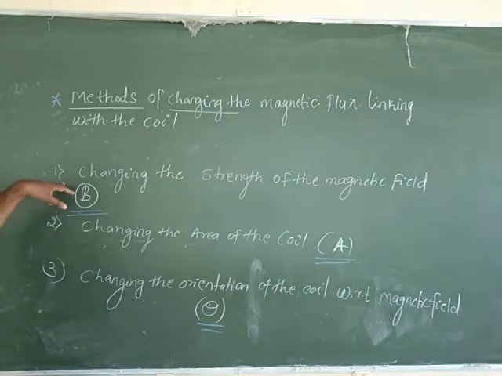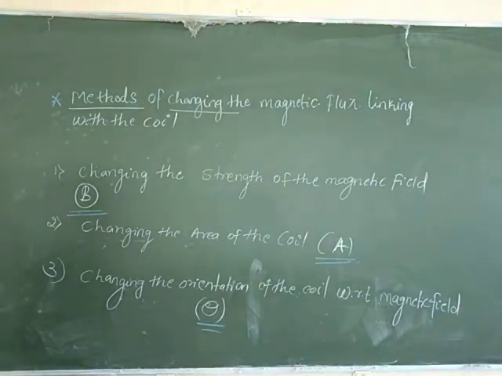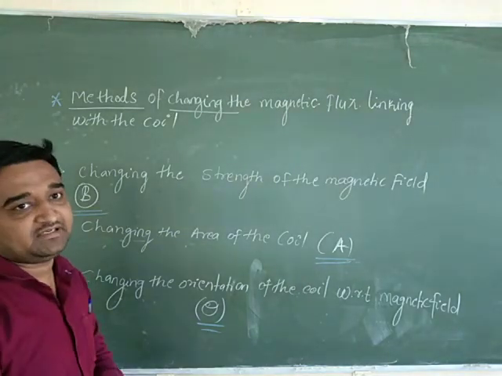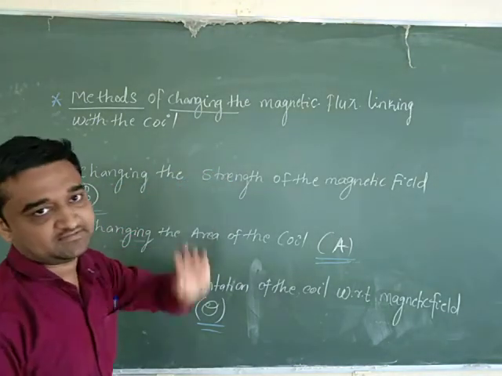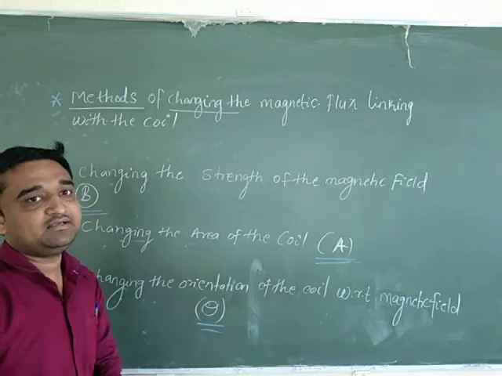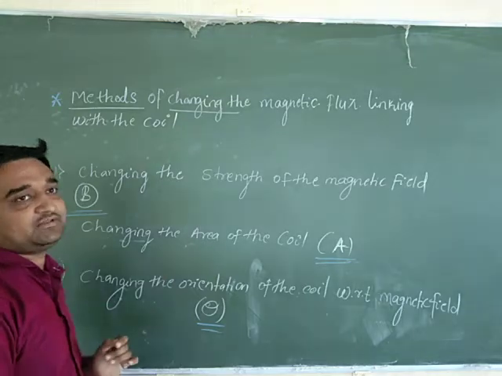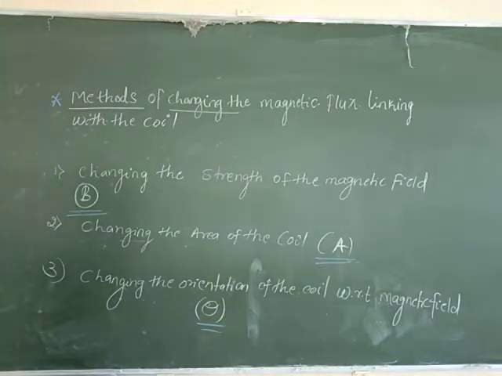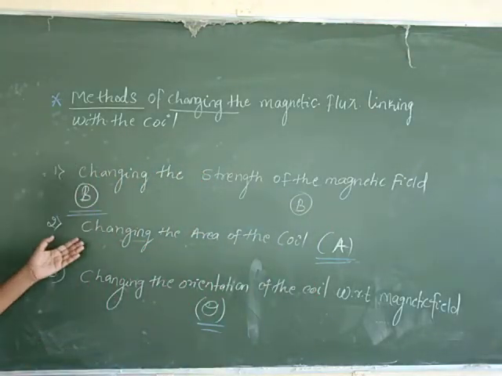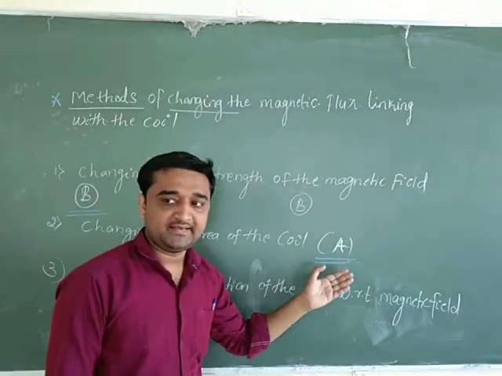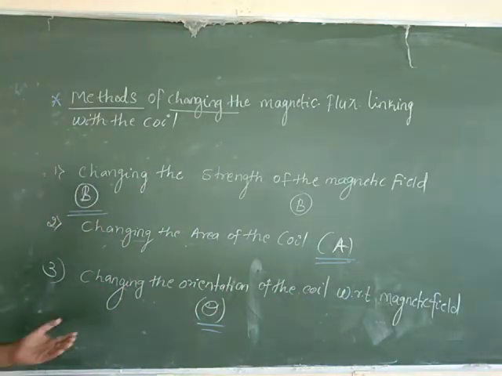Now the first method is changing the strength of the magnetic field. We can change the magnetic flux linked with the coil by increasing or decreasing the strength of the magnetic field. First one is we can change the magnetic field B, and second one is by changing the area of the coil. By changing the area of the coil, we can change the magnetic flux linked with the coil.